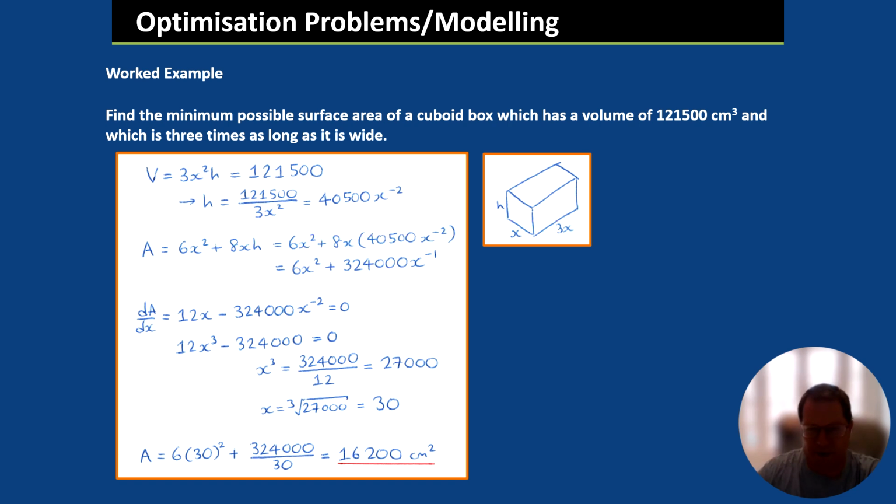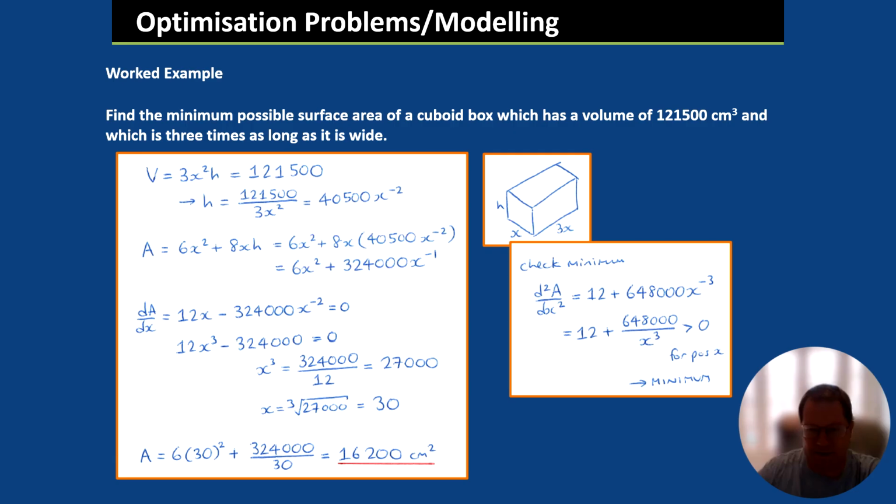And the units, look back at the question, the volume was in centimeters cubed, so our area is in centimeters squared. And again, although we haven't been asked to do this, we can check that it's a minimum rather than a maximum. The second derivative is 12 plus 648,000 x to the negative 3, which you could rewrite as 12 plus 648,000 over x cubed. And again, we know that x is a positive value because it's the length. Therefore, that expression is going to be positive. And if we have a positive second derivative, that means we have a minimum.